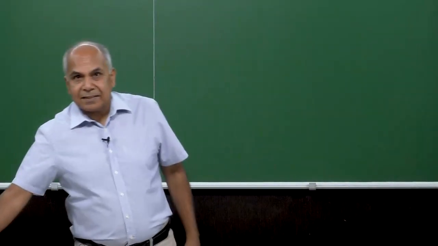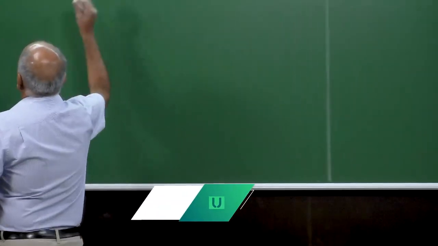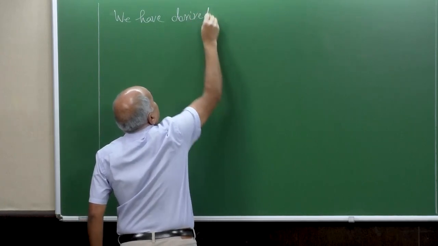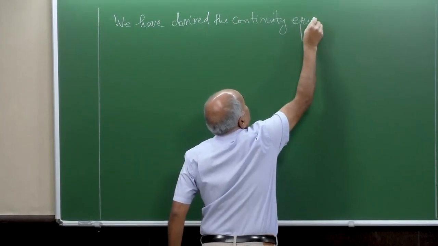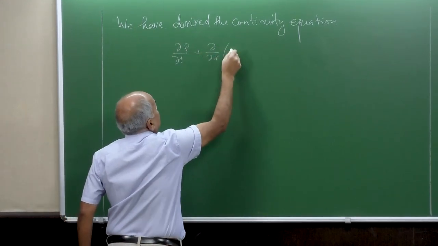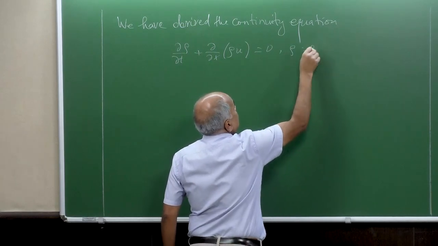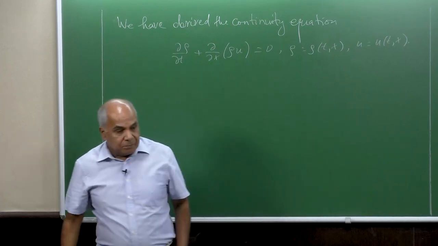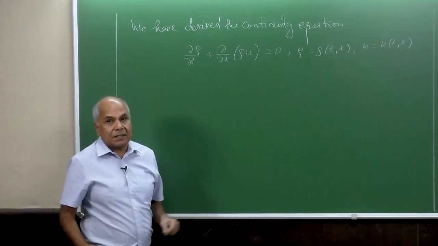So, welcome back to the next lecture. What we derived in the last lecture is the conservation law, or continuity equation. Let me write it again. We have derived the continuity equation, which is del by del t of rho plus del by del x of rho u is equal to 0. Here rho is a function of t and x, and u is a function of t and x. We need some initial condition to solve this equation, but at the moment I will present the initial condition later.